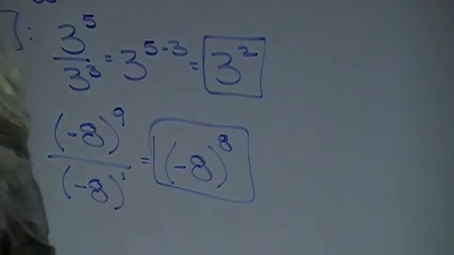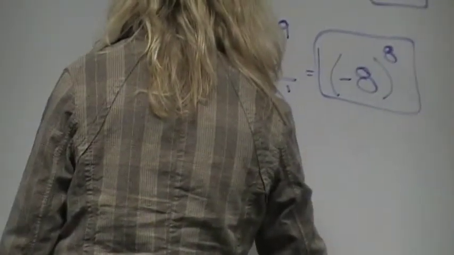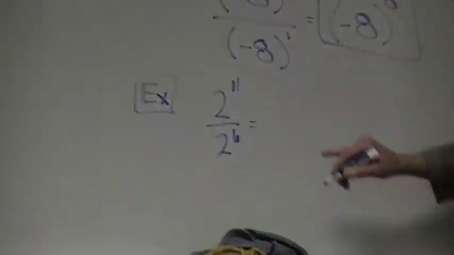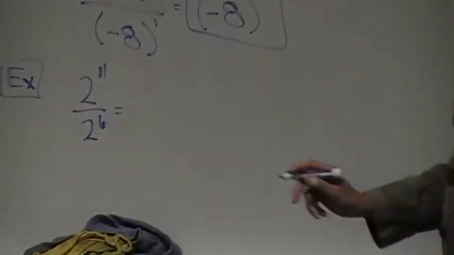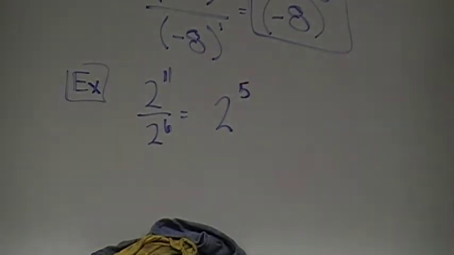Let's do one more like that. 2 to the 11th divided by 2 to the 6th. What does that become? 2 to the what, class? 5th. 2 to the 5th. Good. So we understand the quotient of powers. Again, the quotient of powers just tells you to subtract the exponents when you have same bases and you're dividing.